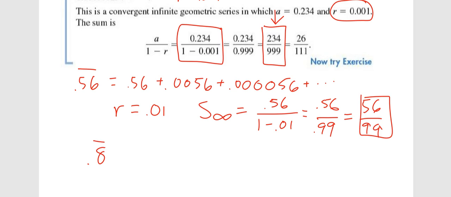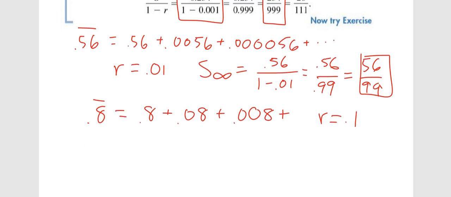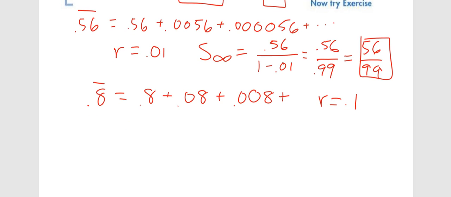What about 0.8 repeating? That's 0.8 plus 0.08 plus 0.008. What's the multiplier? 0.1. Can you guess what you think the fraction might be? 8 over 9. Do you think that's true? That's true. It does.